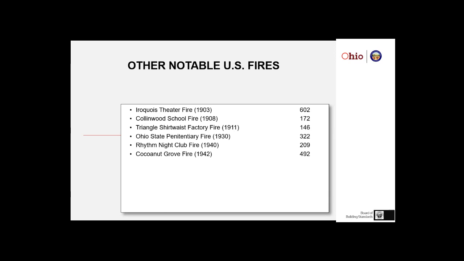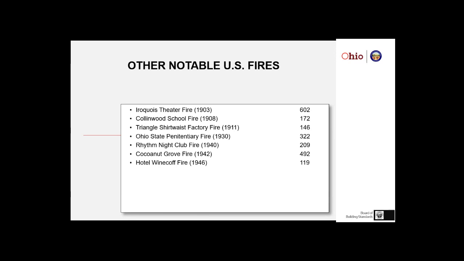The power was lost and people couldn't see their way to get out. Draperies, palm tree decorations, bamboo wall coverings, many, many combustibles, and a possible refrigerant leak was also cited as a possible source.